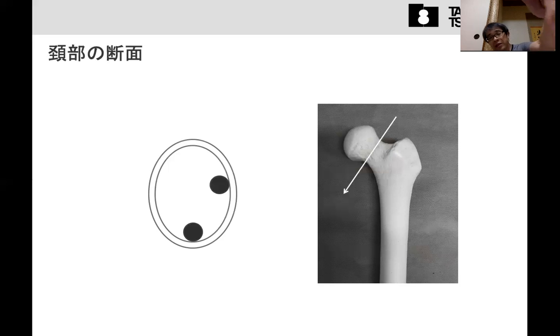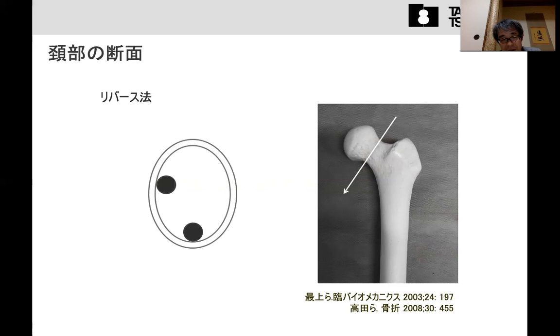In the standing position, the load comes in this direction, but in the sitting position, the load comes from the anterior. So this pin can be stabilized by the posterior cortex to resist the anterior loading force. But some surgeons recommend the reverse insertion. The first is at the bottom of the femoral neck, and the second one is anterior superior.